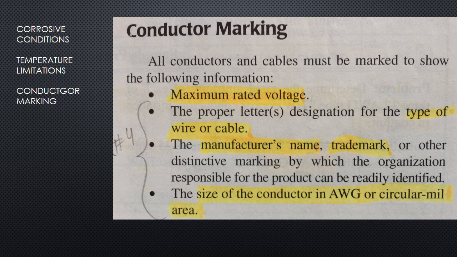Corrosive conditions. Conductors that will be used in severe environments in the presence of corrosive agents, and in situations where insulation deterioration is likely, must be covered with insulation specifically listed and suitable for such conditions. These conductors are marked with a C.